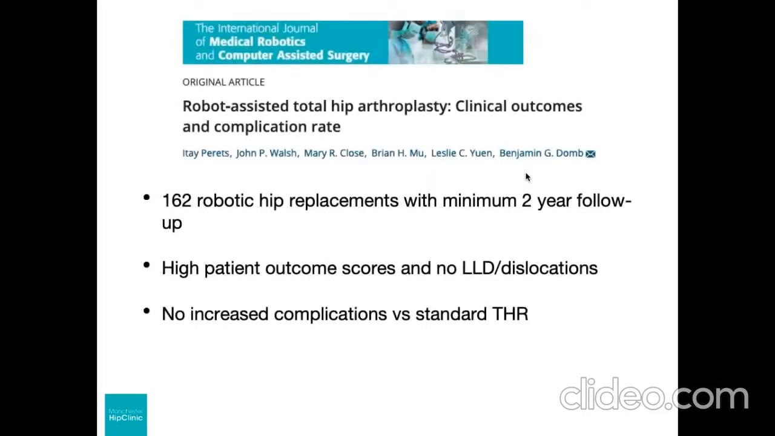And then the last one, again, 162 patients, all had robotic hip replacements with a minimum of 2-year follow-up. And that's important because you will see a problem before that 2 years if there's going to be one. And they all generally had high patient outcome scores, no leg length issues, no dislocations, and no increased complications. So these three articles all show that it's safe, it's reliable, and actually the patients do significantly better afterwards.